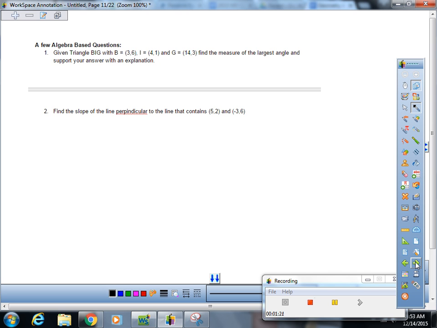So for our first algebra question, given triangle BIG with B (3, 6), I (4, 1), and G (14, 3), you'd want to have a graph over here. Let me draw this. So we have B, which would be (3, 6), right around here. Then we'd have I, which would be (4, 1), right around here. And then G would be (14, 3), which would be right around here.